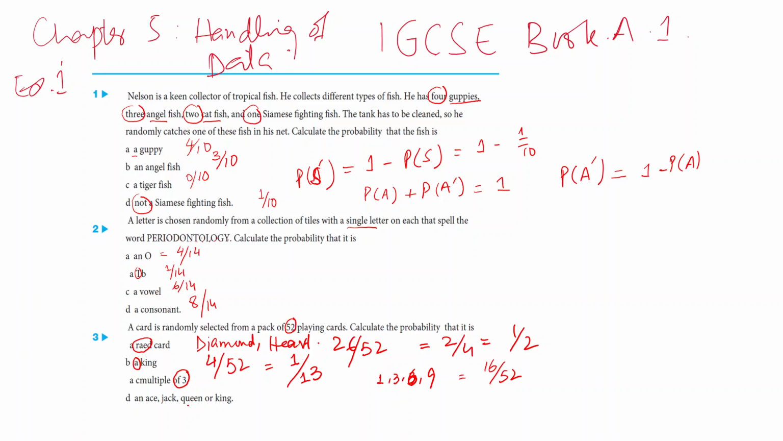And for ace, jack, queen, or king, as there are 4 aces, 4 jacks, 4 queens, and 4 kings, this again makes a total of 16 out of 52 as a probability.